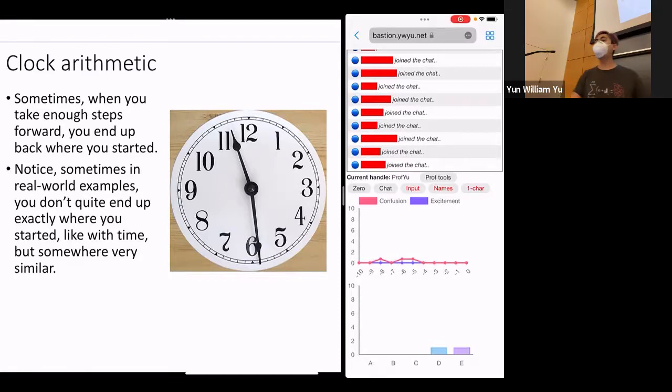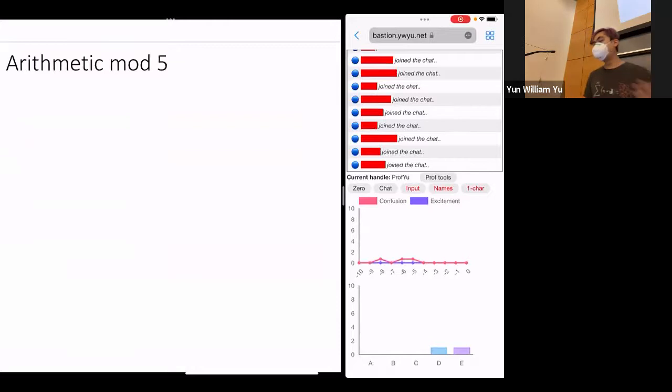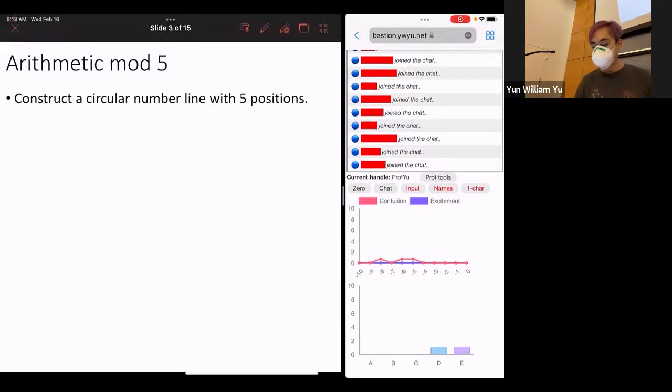So today we're going to focus in and spend a lot more time exploring what addition, subtraction, as well as multiplication mean in this context. We've invented a new set of numbers, and now we are asking ourselves, what does math look like in this new set of numbers? So we're going to do arithmetic mod 5, because 5 is a small number, which makes life a little bit easier. We're going to construct a circular line with 5 positions.